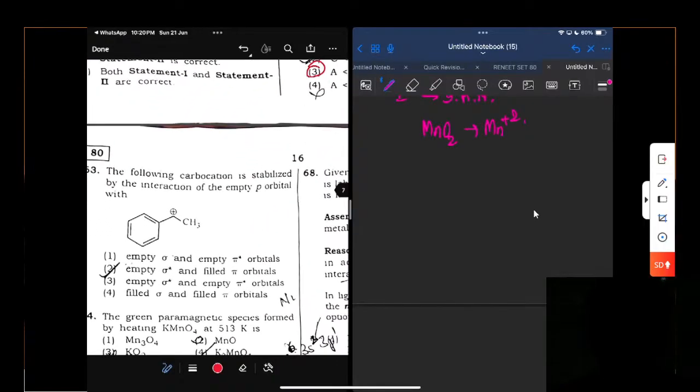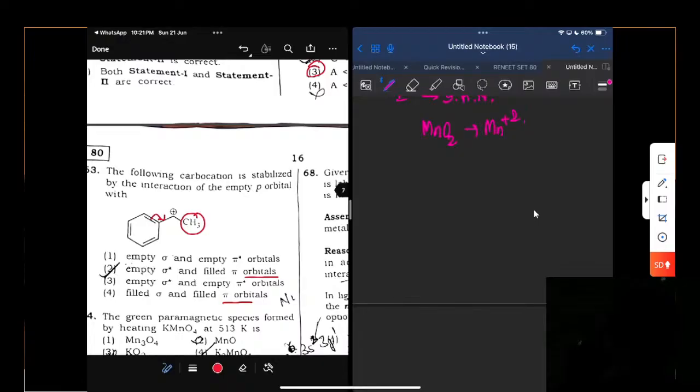The following carbocation is stabilized by interaction of empty p orbital with... see here, the carbocation is first stabilized by resonance. In resonance, electrons will come from pi electrons, the pi orbital. So in two options we have pi orbitals. Now let's go to this side. Here, which effect is observed? Hyperconjugation.